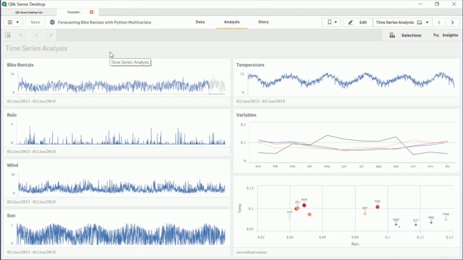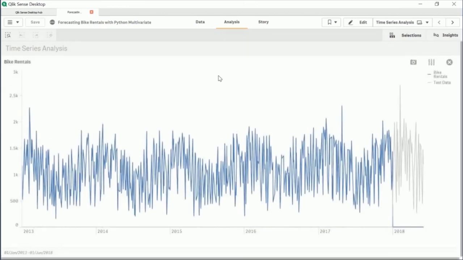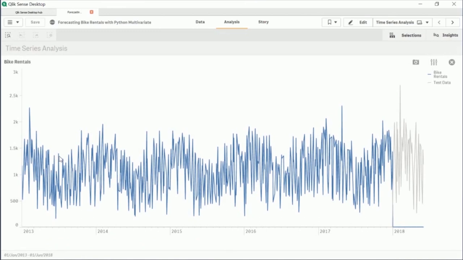Okay, first we're going to have a look at the data. In the first graph, we have the rentals. The blue part is what we're going to use for training the model, and the gray part is what we're going to compare against our forecast. As you can see, we have data from 2013 to 2018.